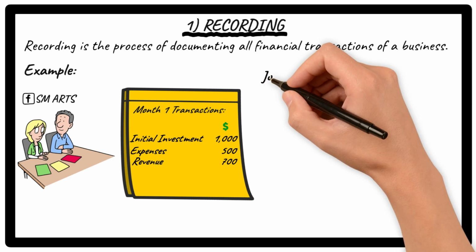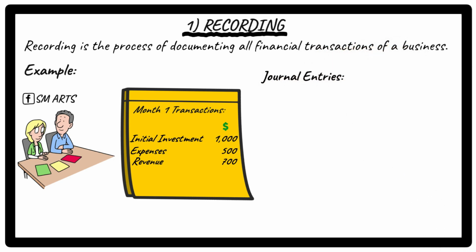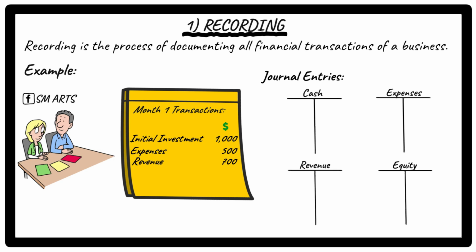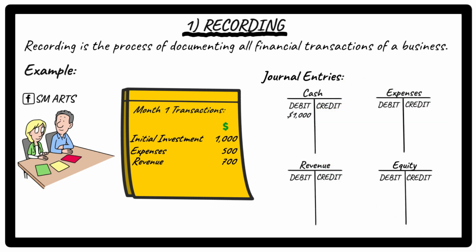To record these transactions, we will post journal entries. A journal entry is simply a way of recording debits and credits. In the real world, we will pass these entries in a software or a spreadsheet. The first entry is for initial investment. As the business has received $1,000 from the owners, we will debit the cash account by $1,000 because cash is increasing, and credit equity by $1,000 because equity is also increasing.